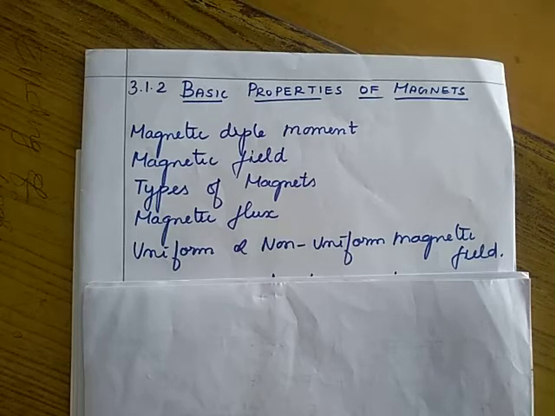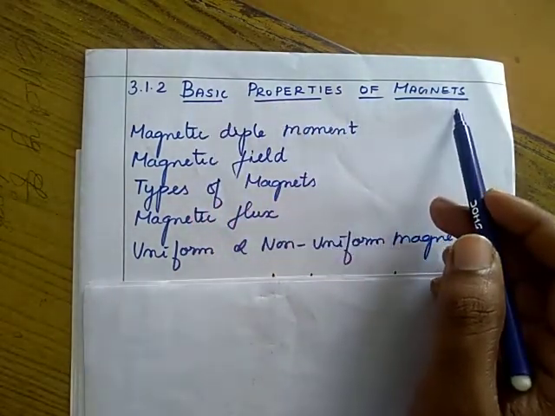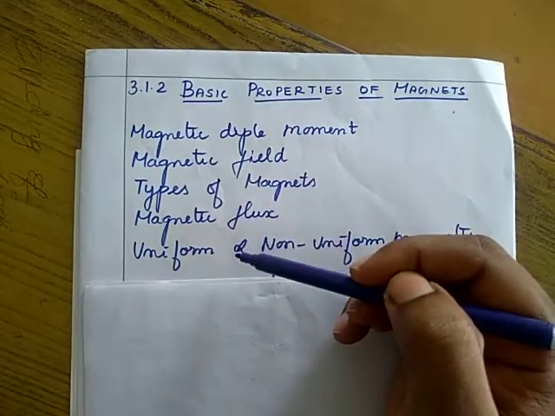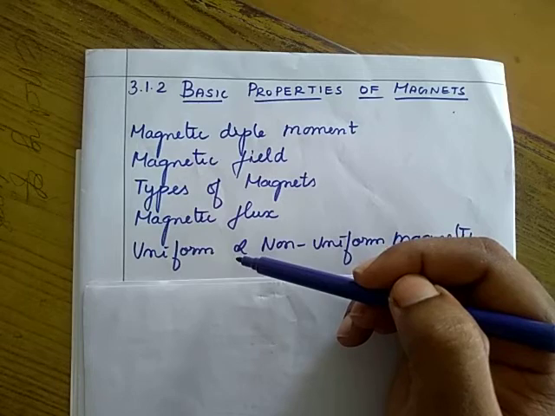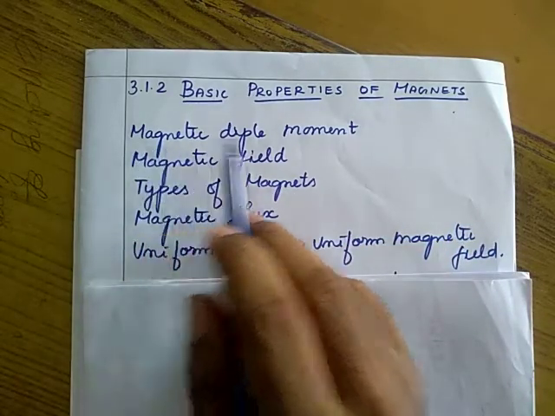Hello students, this is a continuation video of Unit 3 Magnetism and Magnetic Effect of Electric Current. Here we will see a new topic, Basic Properties of Magnets. Using these properties we can describe a bar magnet. Here the first property is magnetic dipole moment.